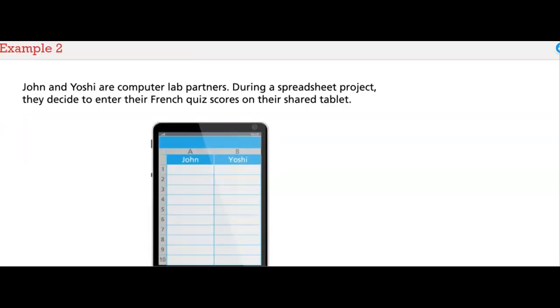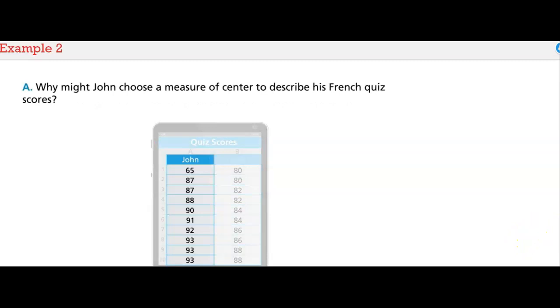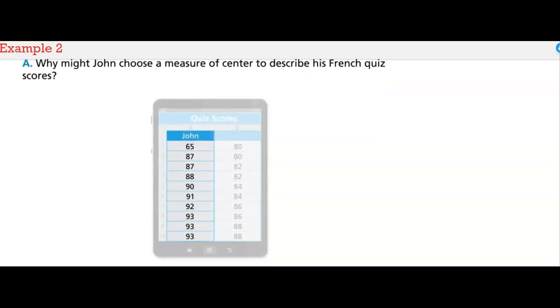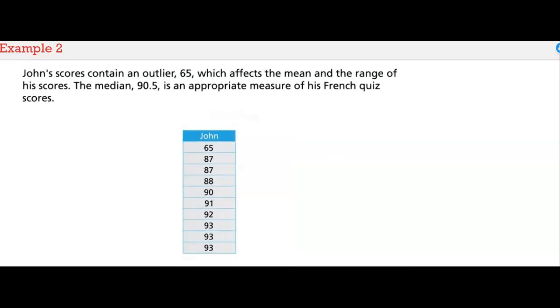John and Yoshi are computer lab partners. During a spreadsheet project, they decide to enter their French quiz scores on their shared tablet. Part A. Why might John choose a measure of center to describe his French quiz scores? John's scores contain an outlier, 65, which affects the mean and the range of his scores. The median, 90 and 5/10, is an appropriate measure of his French quiz scores.